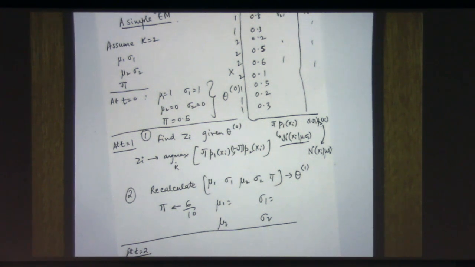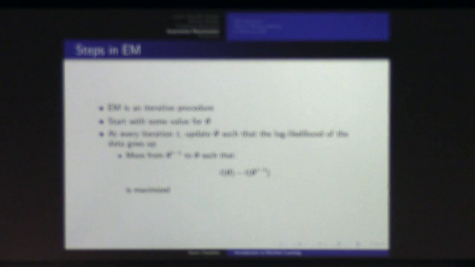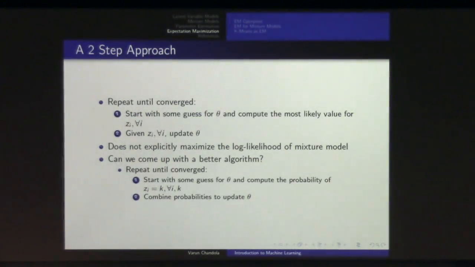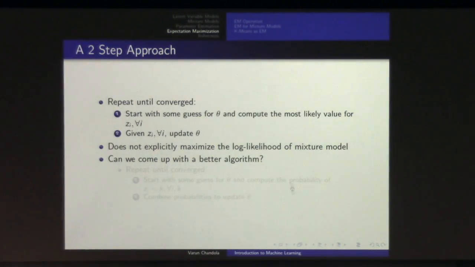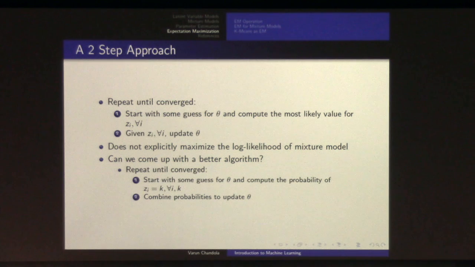Okay. All right, so let's get back here. Right. So I showed you this simple algorithm, right? It's just what I wrote there, but it does not explicitly maximize the log likelihood of the mixture model, right? It's trying to do the same thing, but in a very simple way. But there is a better algorithm.